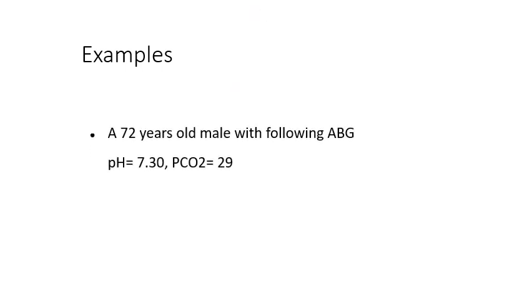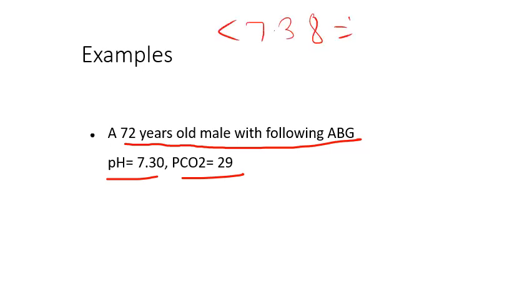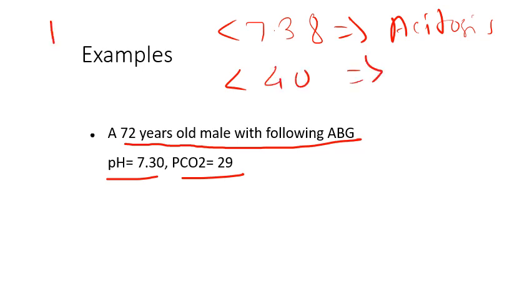Let's look at one more example, a 72-year-old male with the following ABG: pH of 7.30 and PCO2 of 29. So pH is less than 7.38, which tells you that it's an acidosis, and PCO2 is less than 40, which tells you the direction of both of them has decreased, so it's a metabolic disorder. So pH and PCO2 changing in the same direction, it's a metabolic acidosis.